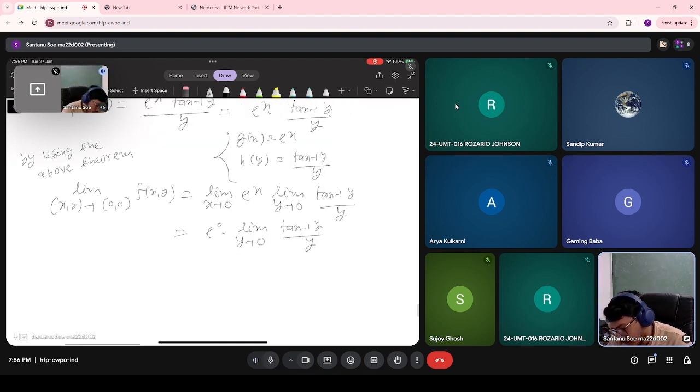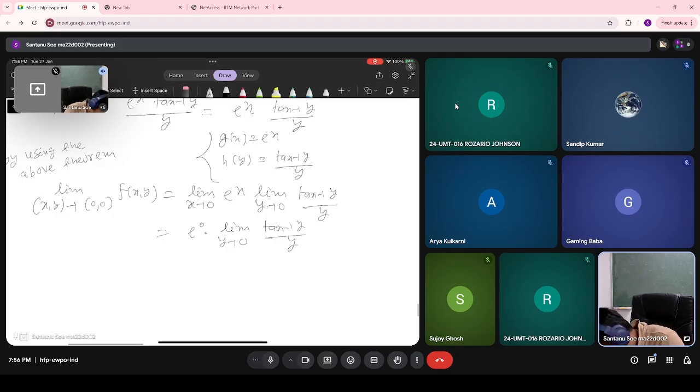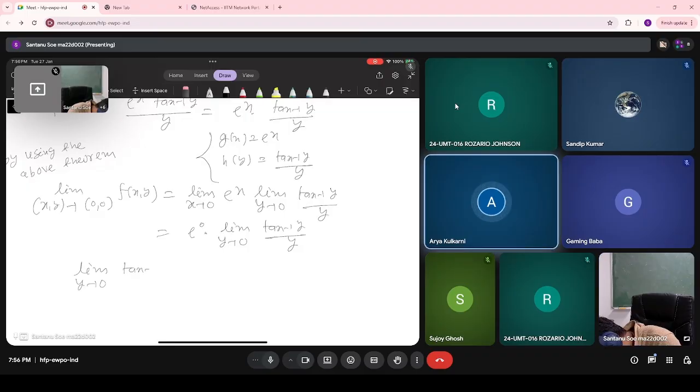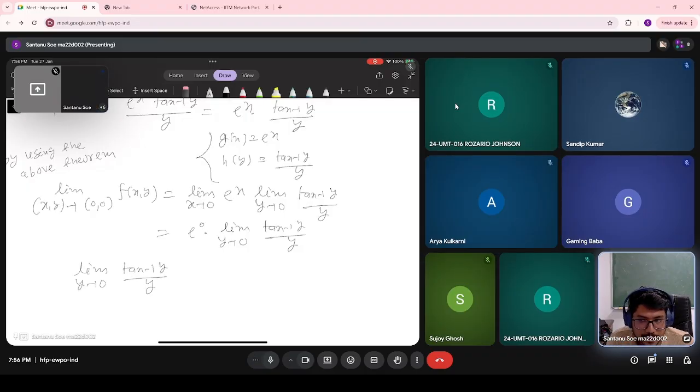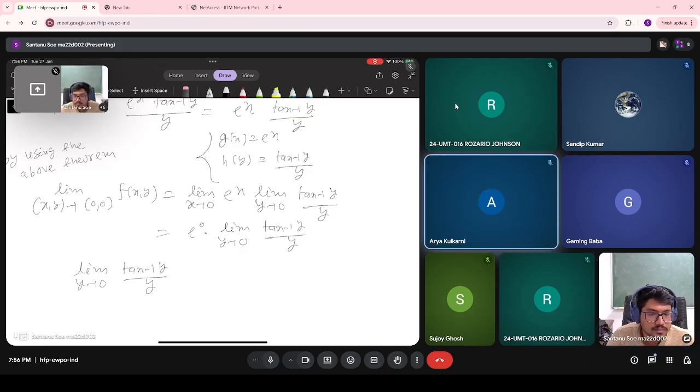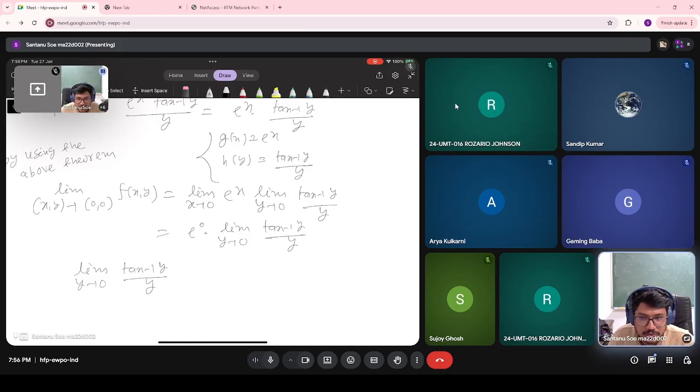Now can anyone tell me what is the limit of this, limit y tends to 0? Sir, tan inverse y upon y is 1. Yes, but why? How did you find out? I understand, but how do you know? That's the question.